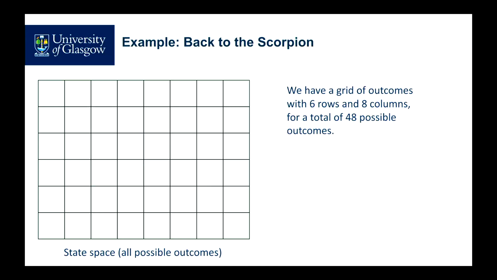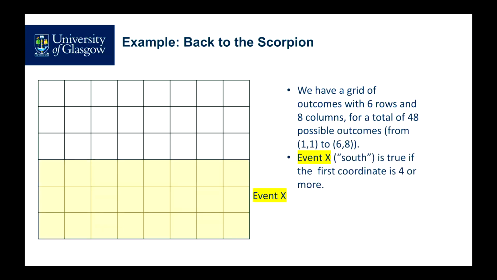So let's go back to another example that's a little bit more practical, that's related to what you do in the labs, which is the case of the scorpion. So again, let's assume that you've got a grid of outcomes that's 6 rows and 8 columns, so that's 48 possible grid cells where the submarine can be. Okay. So then we can define an event, the event x, that covers all of the cells for which the first coordinate is 4 or more.